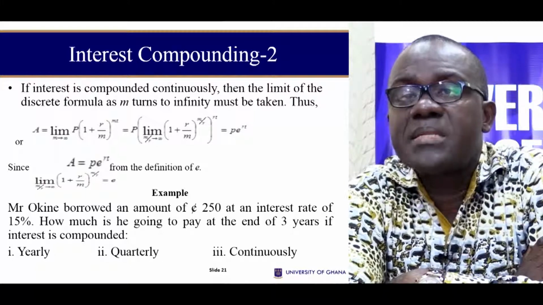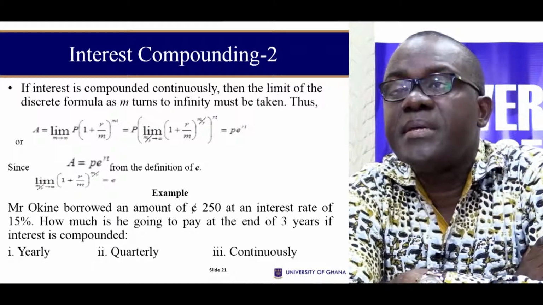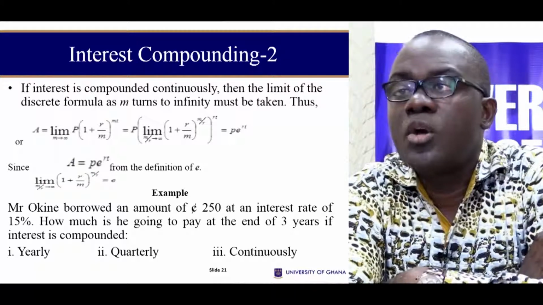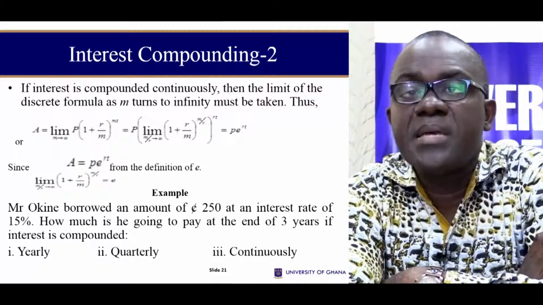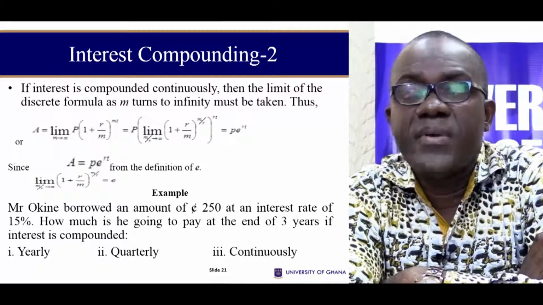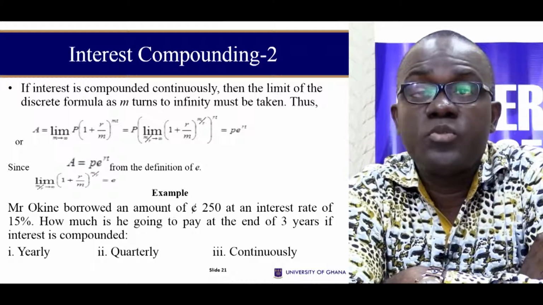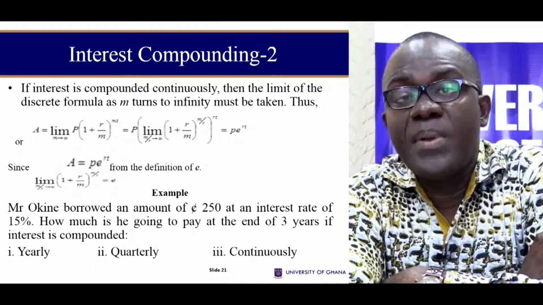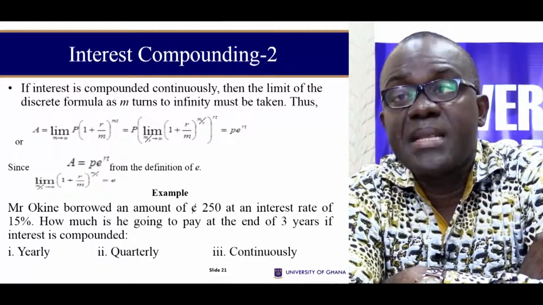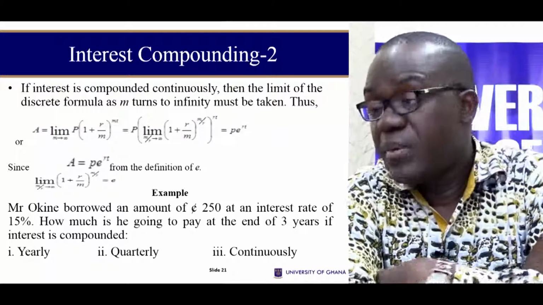Now, let's look at this simple example. We have P being 250, our R being 15. We have been told to compound interest for 3 years, yearly, quarterly, continuously. So in the first situation, the yearly one, you use the formula P times (1 + R) raised to the power T. The second one, the quarterly, you introduce the formula we discussed earlier. And then the continuous one, the last one, you use the continuous formula that we have over here.